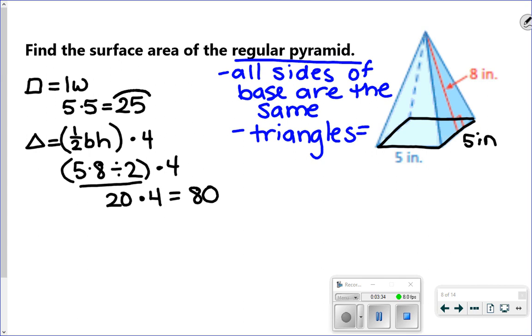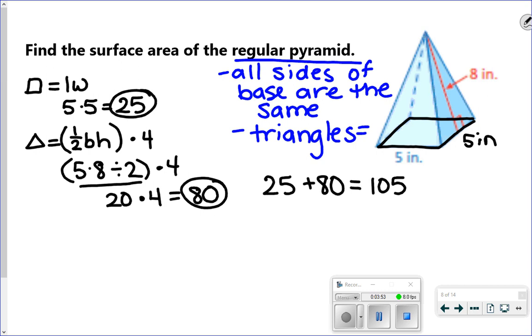So then for my last step, I need to add those two values together. I had 25 as the area for my square. I had 80 for the area of my 4 triangles. And now I'm going to add those two values together. So 25 for the square plus 80 for the triangles. That's going to give me a surface area of 105. And then remember, area is always in square units. So my final answer needs a label, and that label is going to be inches squared.